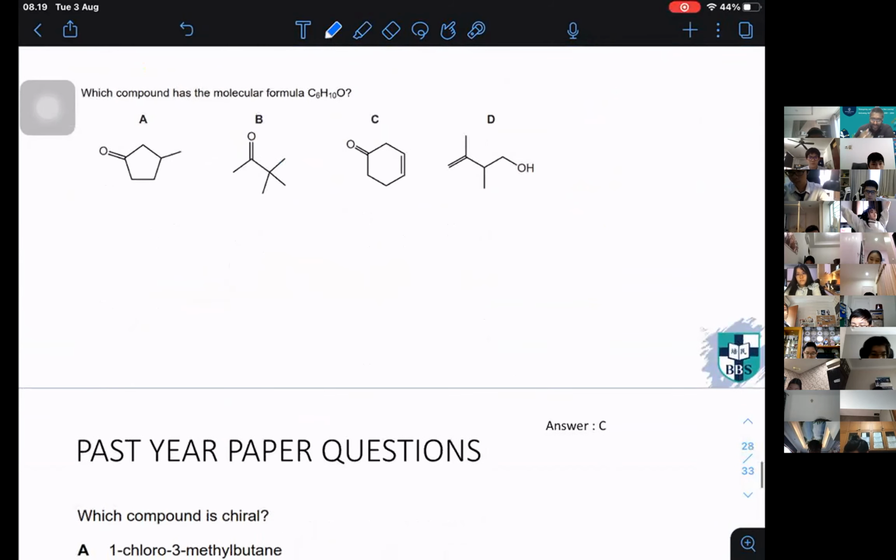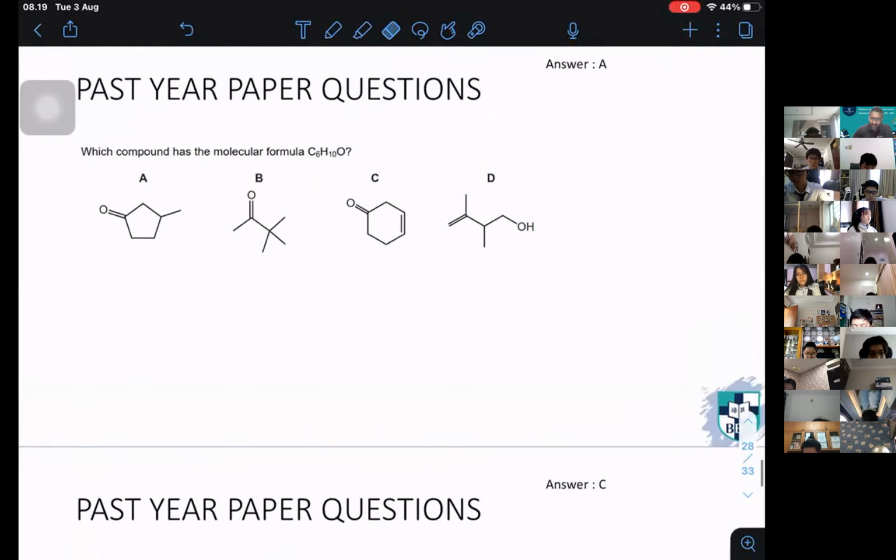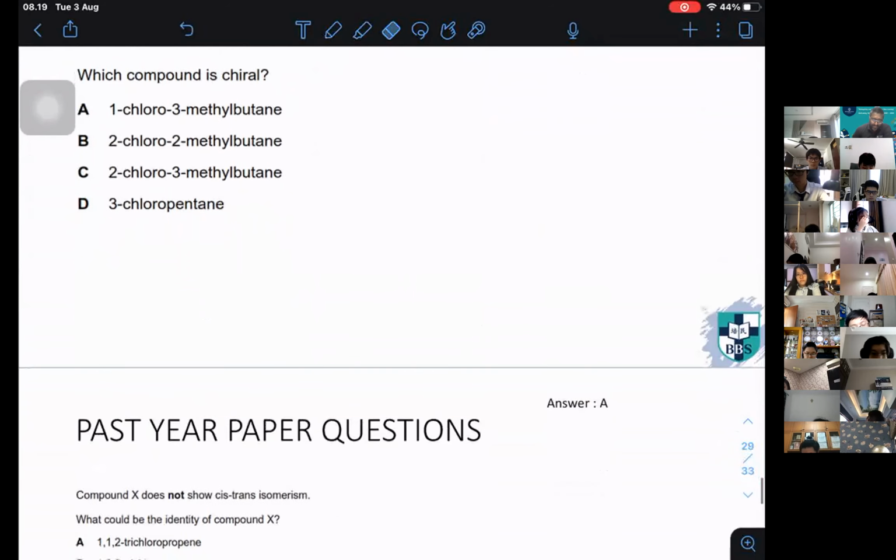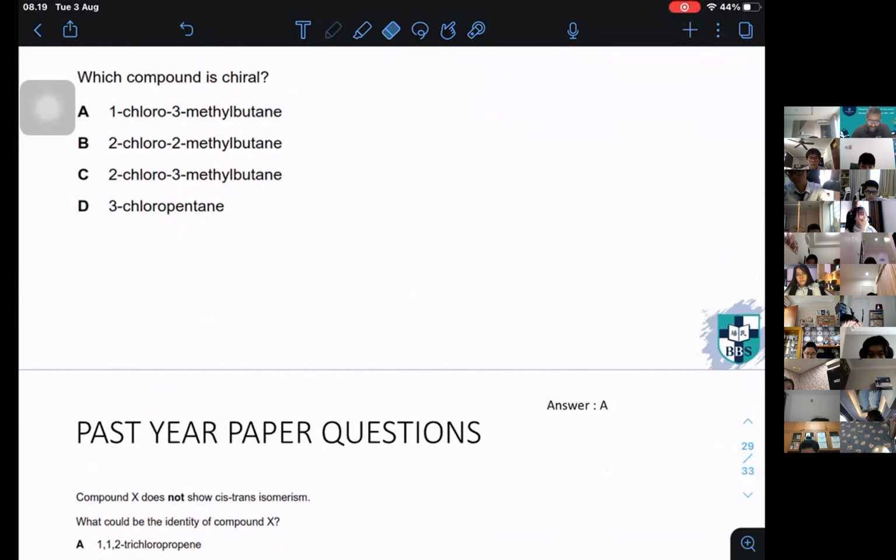Now here, I will skip this part. Which compound has molecular formula C6H10? You count. The only thing that you need to be careful, each end over here is carbon. Do remember there's always going to be 3 branches for hydrogen. We don't show carbon, we don't show hydrogen. So if you count that, you need to do one by one, and you will get the answer. The answer is given, it's A.